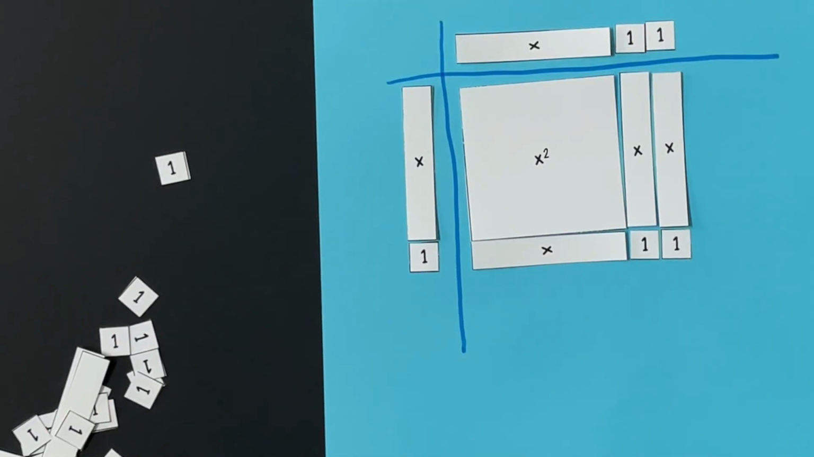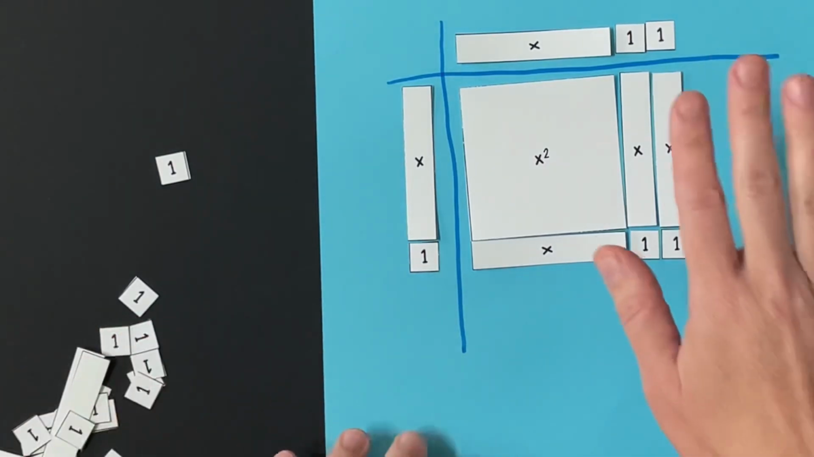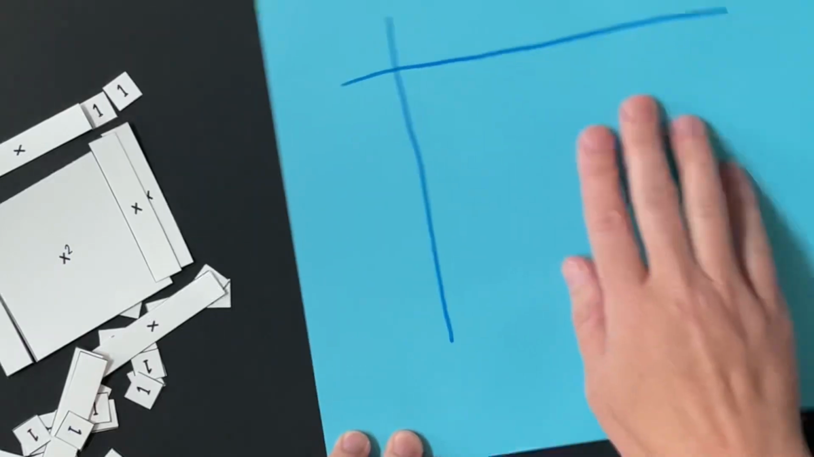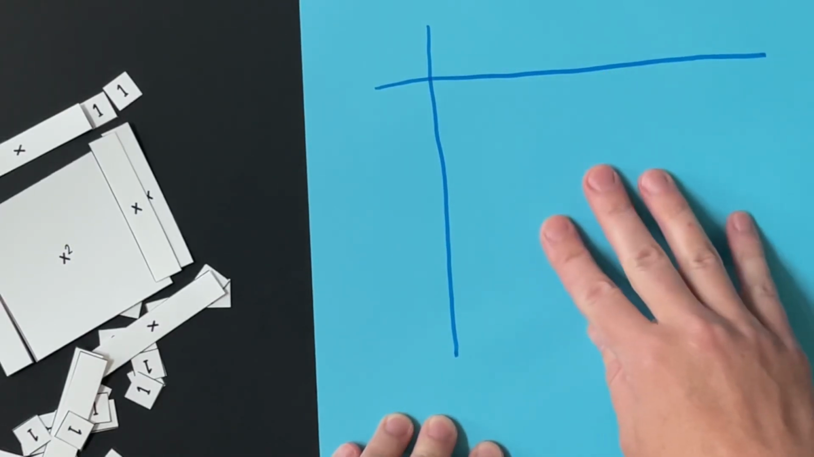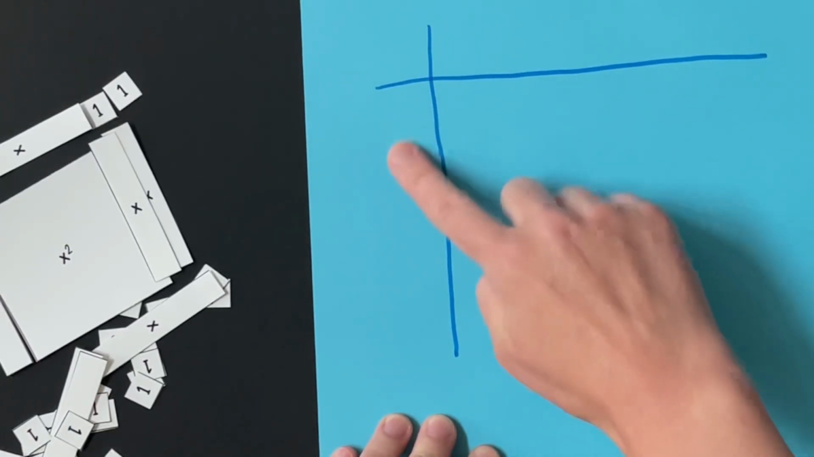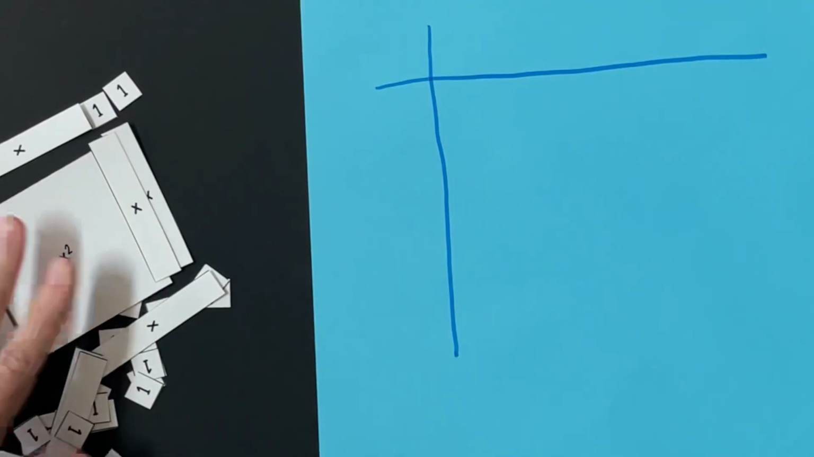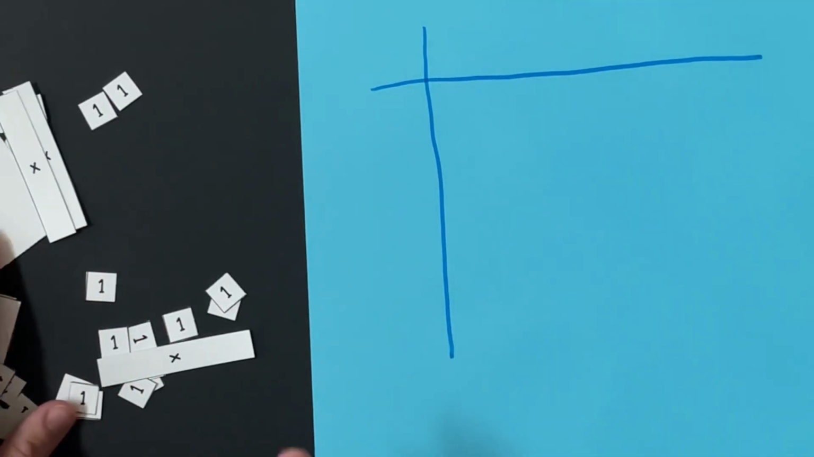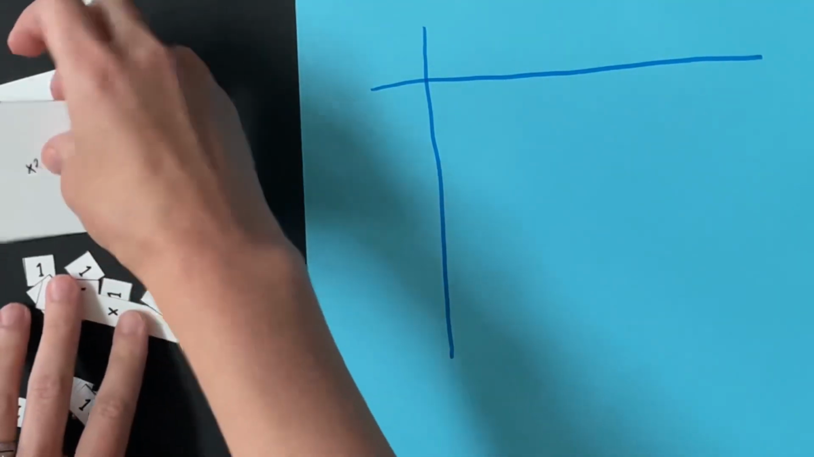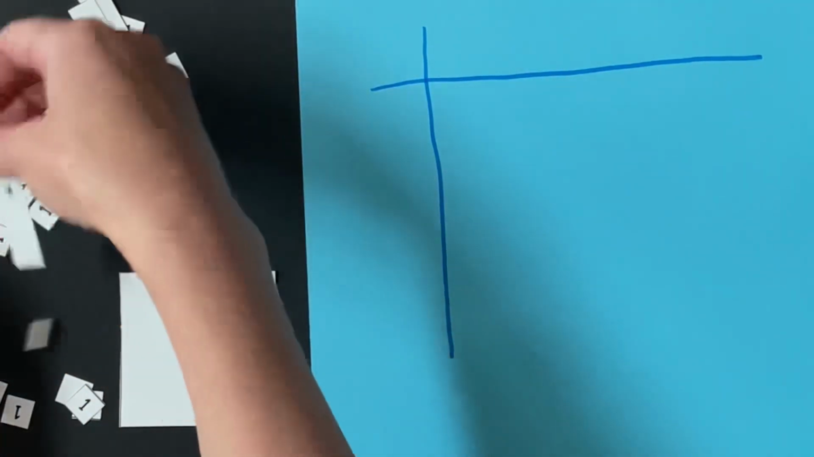Algebra tiles really make polynomials a tangible topic. Now, if this is the first time students have worked with multiplying with algebra tiles, I'd recommend doing several more problems, but we're going to move on and try to find factors. So with factors, we're doing the opposite. This time we're going to be given the area and we have to figure out the dimensions, similar to what we did with the rectangles earlier, but now we'll have x's involved.